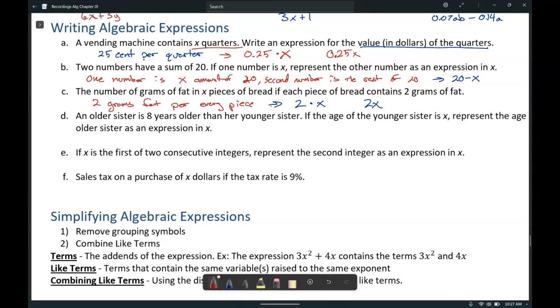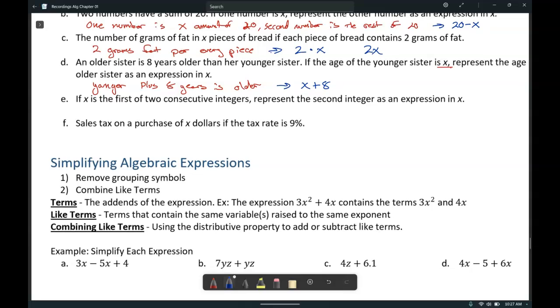An older sister is 8 years older than her younger sister. The age of the younger sister is x, represent the age of the older. So we have the younger plus 8 years is the older. If the age of the younger sister is x, we can translate this to be the younger sister plus 8 more years.